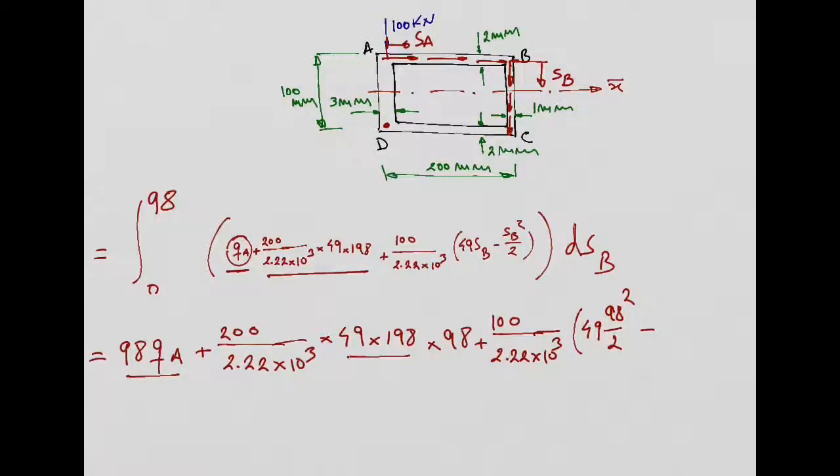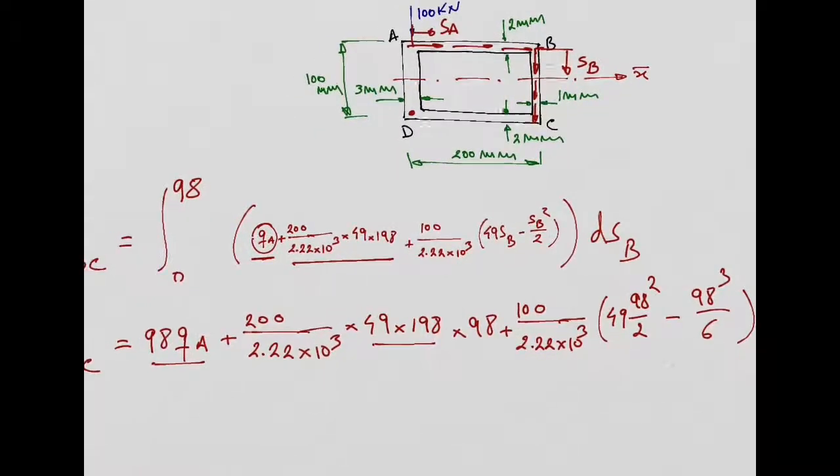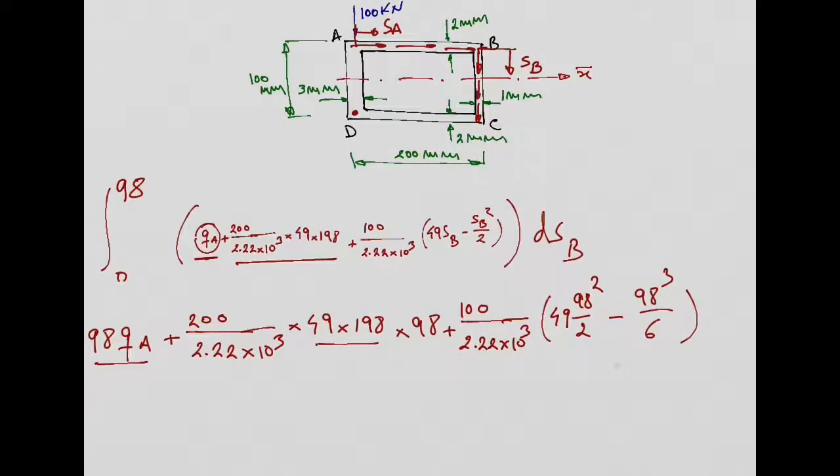Minus, now the primitive of SB squared is SB power 3 over 3. So I will get 98 power 3 over 6. 3 times 2 is 6, right? Yeah. Now it's not 0 anymore, right? Sorry about that, I forgot. I think this is correct now.